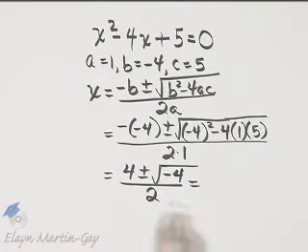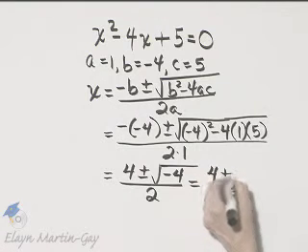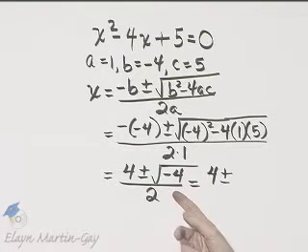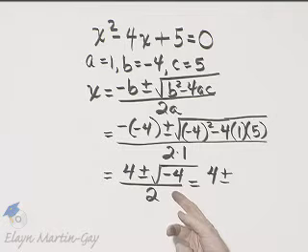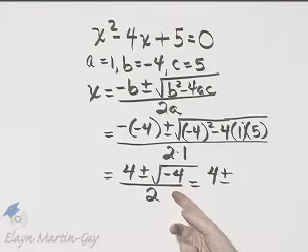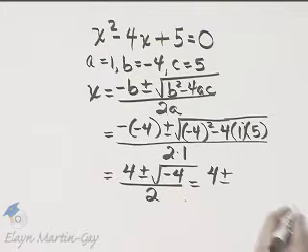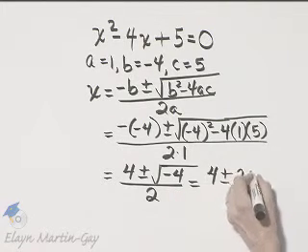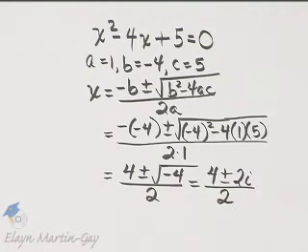Let's start simplifying this. This is 4 plus or minus. Now this is a square root of a negative number. If you did not cover complex numbers, you will want to skip this exercise and go on to the next exercise. But the square root of -4 is 2i, and that's all over 2.